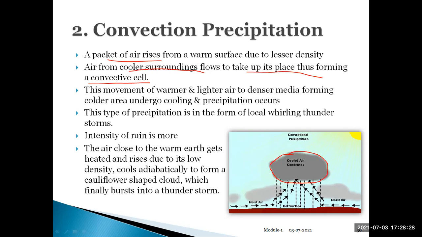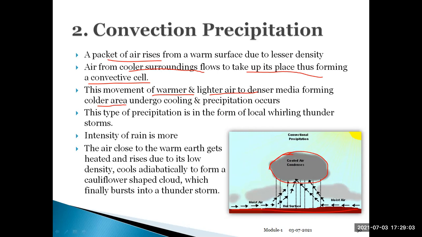So this is a hot surface. From this hot or warmer surface, the moist air gets lifted up, and it will form a convective cell. This movement of warmer and lighter air into a denser medium forms a colder area, and that will undergo condensation, and whatever precipitation occurs because of that is called convective precipitation.